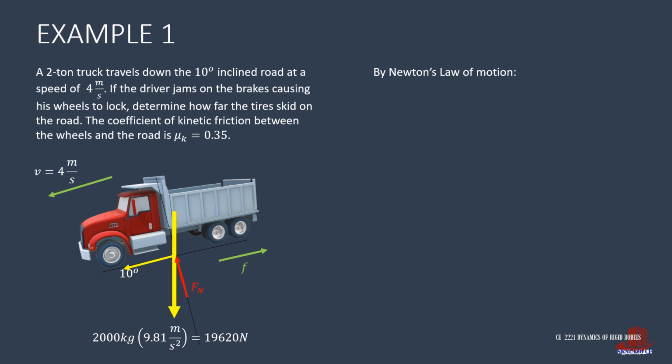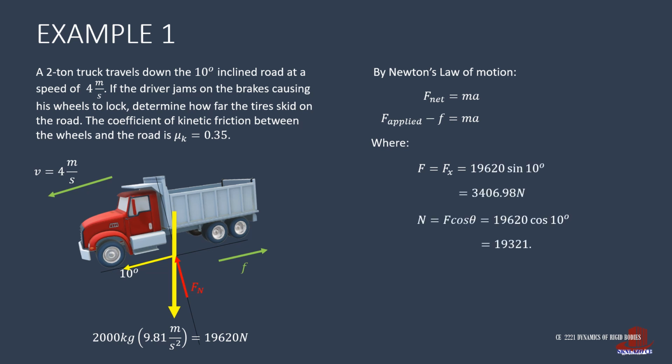The same problem can be computed using Newton's second law of motion. From the formula net force is equal to the mass times acceleration, we can break down the force as applied minus friction. Similar with the computed values earlier, we get force as 3,406.98 newtons and normal force as 19,321.93 newtons. Place the values in the equation and compute for acceleration as negative 1.6778 meters per square second.